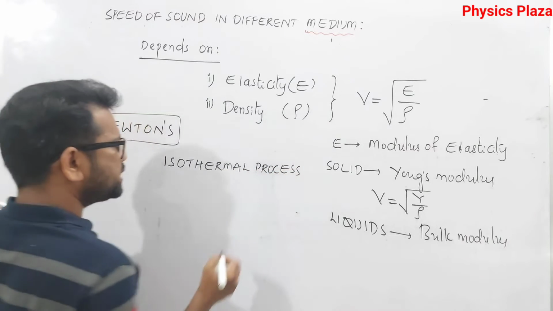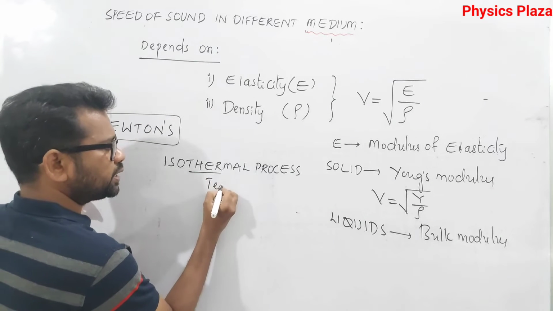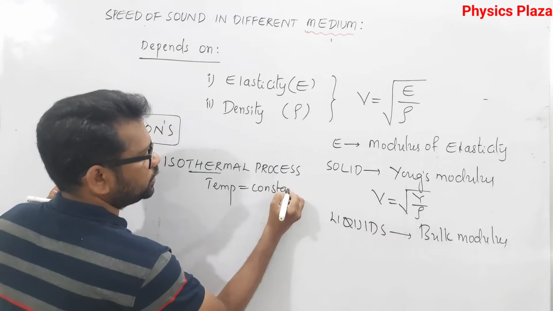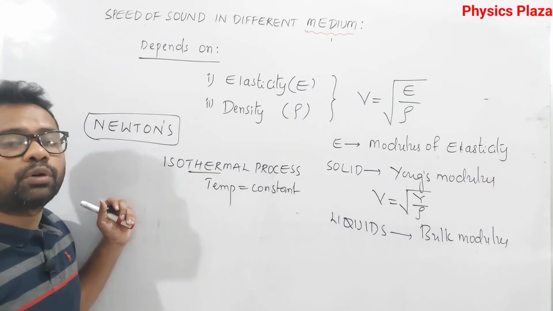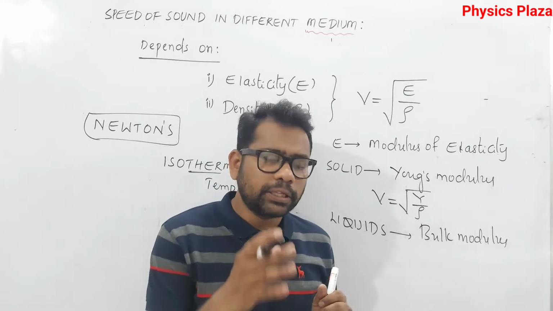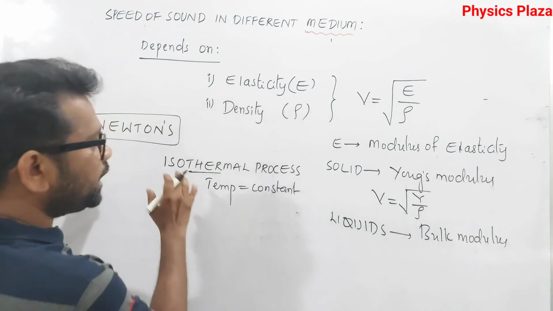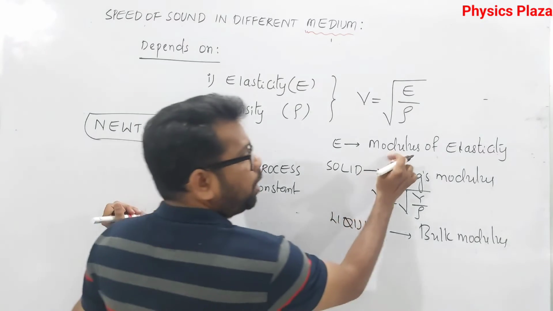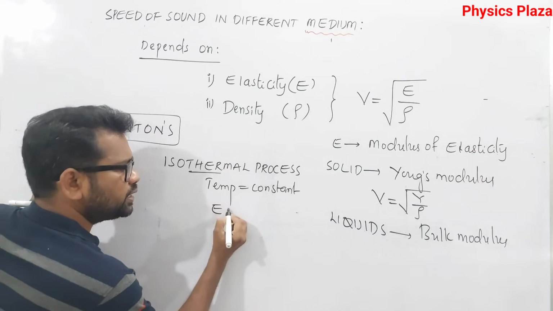What is isothermal process? The process in which temperature remains constant is called isothermal process. Newton thought that when sound is propagating, the temperature of the medium remains constant. And children, in an isothermal process, the modulus of elasticity is nothing but the pressure, that is E is equal to P.